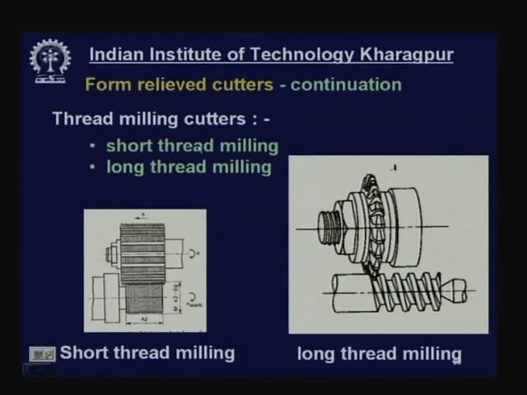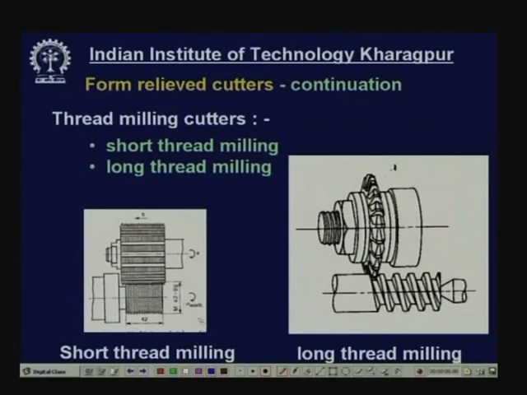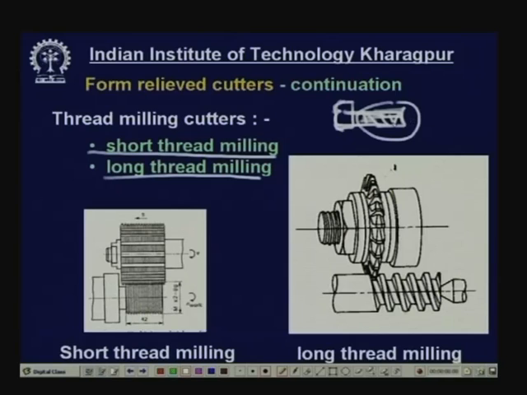Now, thread milling. These milling cutters can be used for cutting screw threads. I already mentioned it, but how is it done? Now, here you see short thread milling and long thread milling. Short thread milling means, suppose these small bolts are to be made and the thread has to be cut here, and a huge number of pieces have to be made. These screw threads have to be cut. This is done by this method.